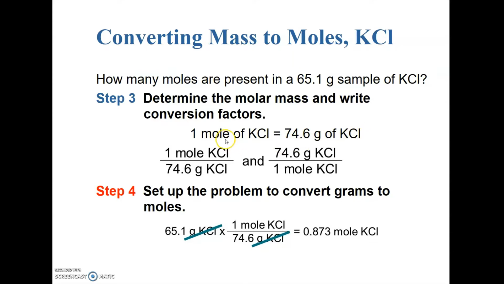And since we have the equality, like we learned in the previous slides, we can set up a conversion factor. And since we are going to start the problem with the mass, I would use this equality because we need to cancel out the grams. So when we divide 65.1 by 74.6, this is how many moles of KCl we will get.